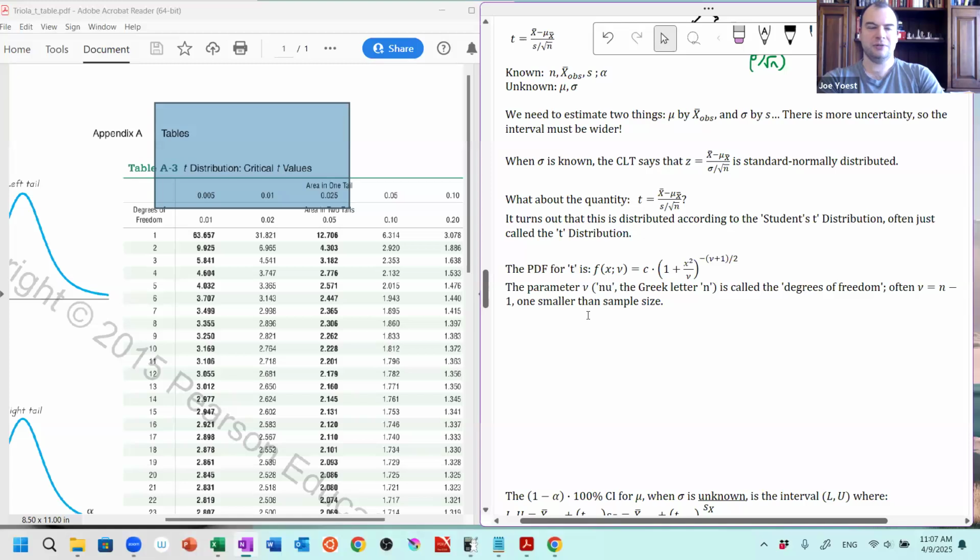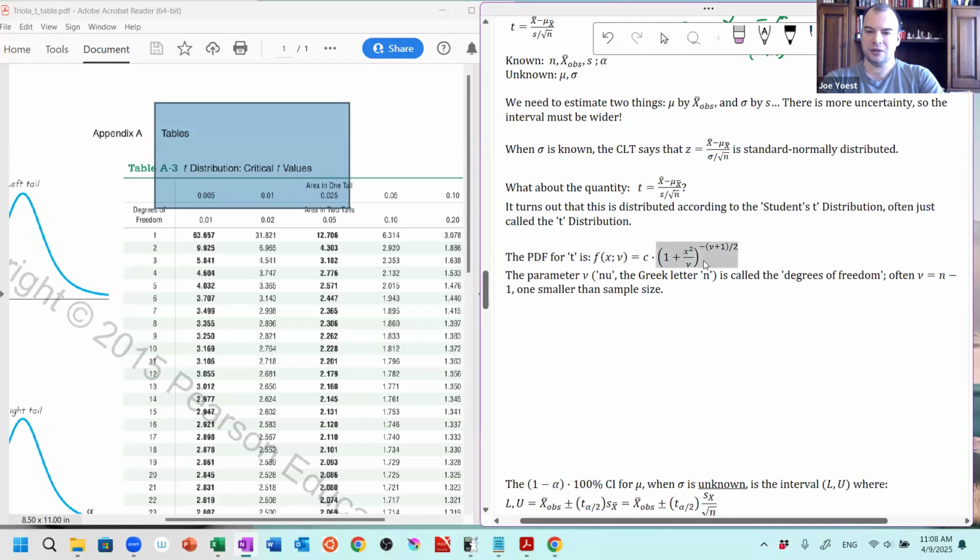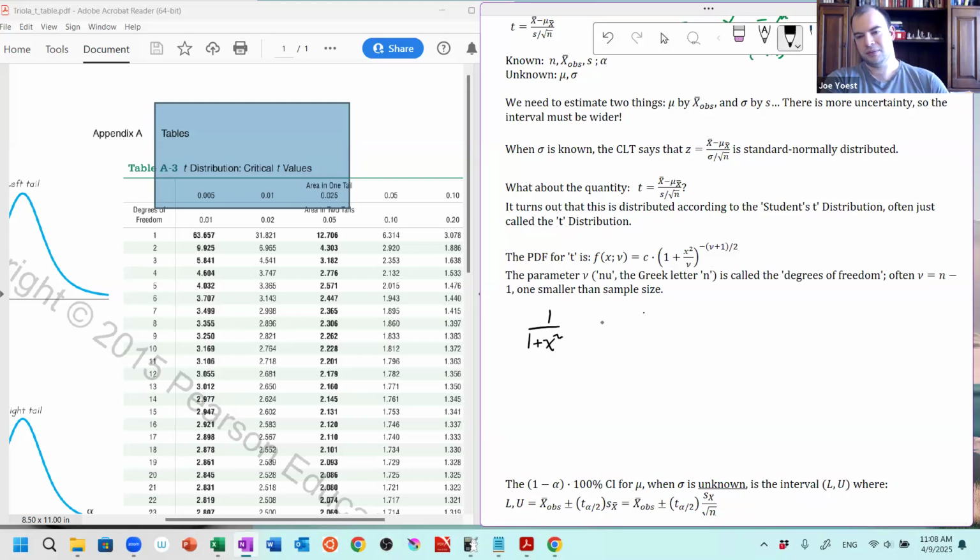The PDF for the t distribution looks like this. It looks more or less like 1 over 1 plus x squared. And actually, it visually looks pretty similar to a normal distribution. If you plot 1 over 1 plus x squared on your calculator, or if you plot e to the minus x squared over 2, they're going to look pretty similar to one another. They both have this bell curve look to them. They both are peaked in the middle, symmetric about 0. This is 0, this is 0. Here's z and t. Symmetric about 0, peaked in the middle, tailing off to the sides. They look the same.